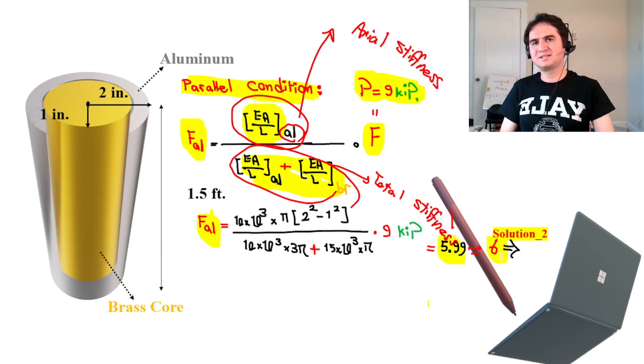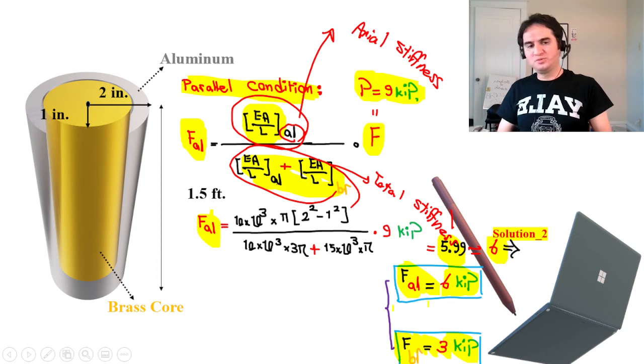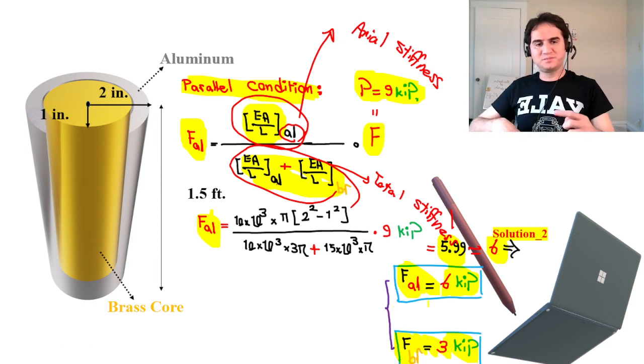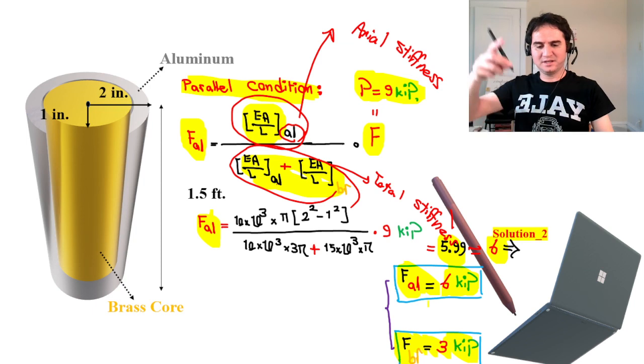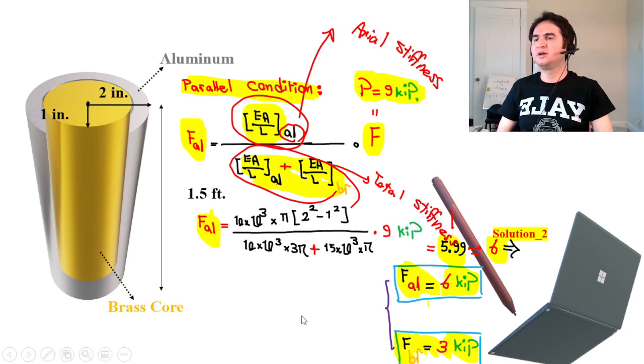5.99, almost 6 kilopounds. And doing the same step for brass gives you 6 kilopounds for aluminum and 3 kilopounds for brass. And if you compare this with the previous method, you can easily see it is just maybe two lines versus developing three equations, then relating the equations and solving them simultaneously. So the parallel condition solves the problem in a far easier approach.